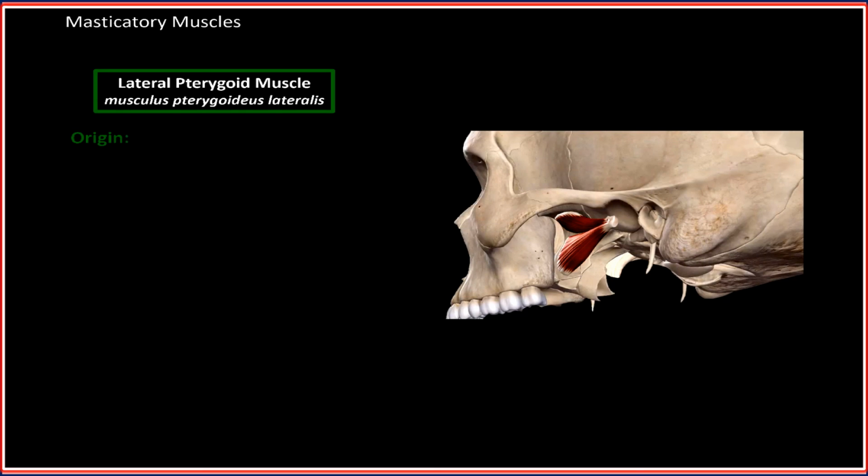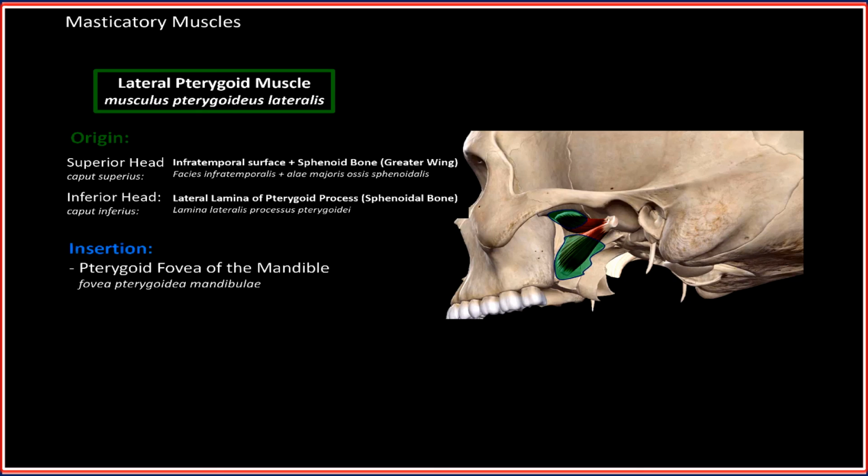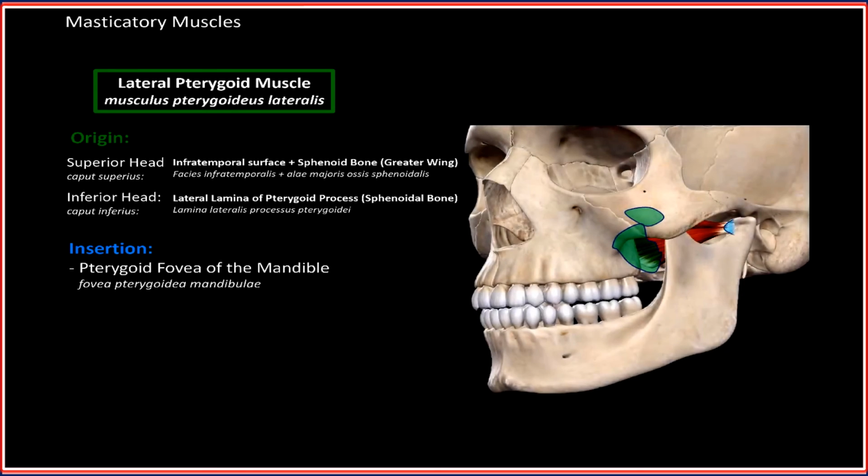And so this muscle is also divided into two parts. It's divided into the superior head, which originates from the infratemporal surface, as well as the sphenoid bone, and an inferior head, which originates from the lateral lamina of the pterygoid process. These two heads kind of join together to insert into a common area at the pterygoid fovea of the mandible, which is here, right here.